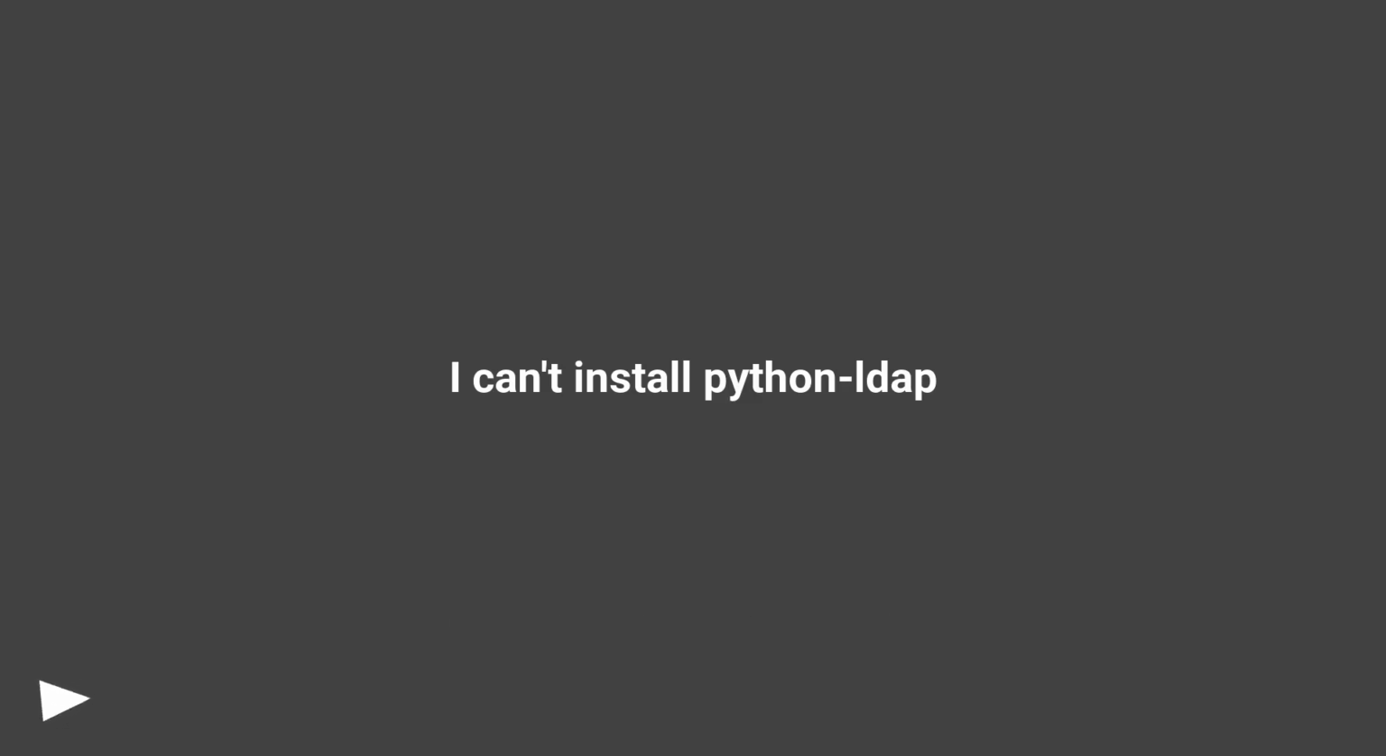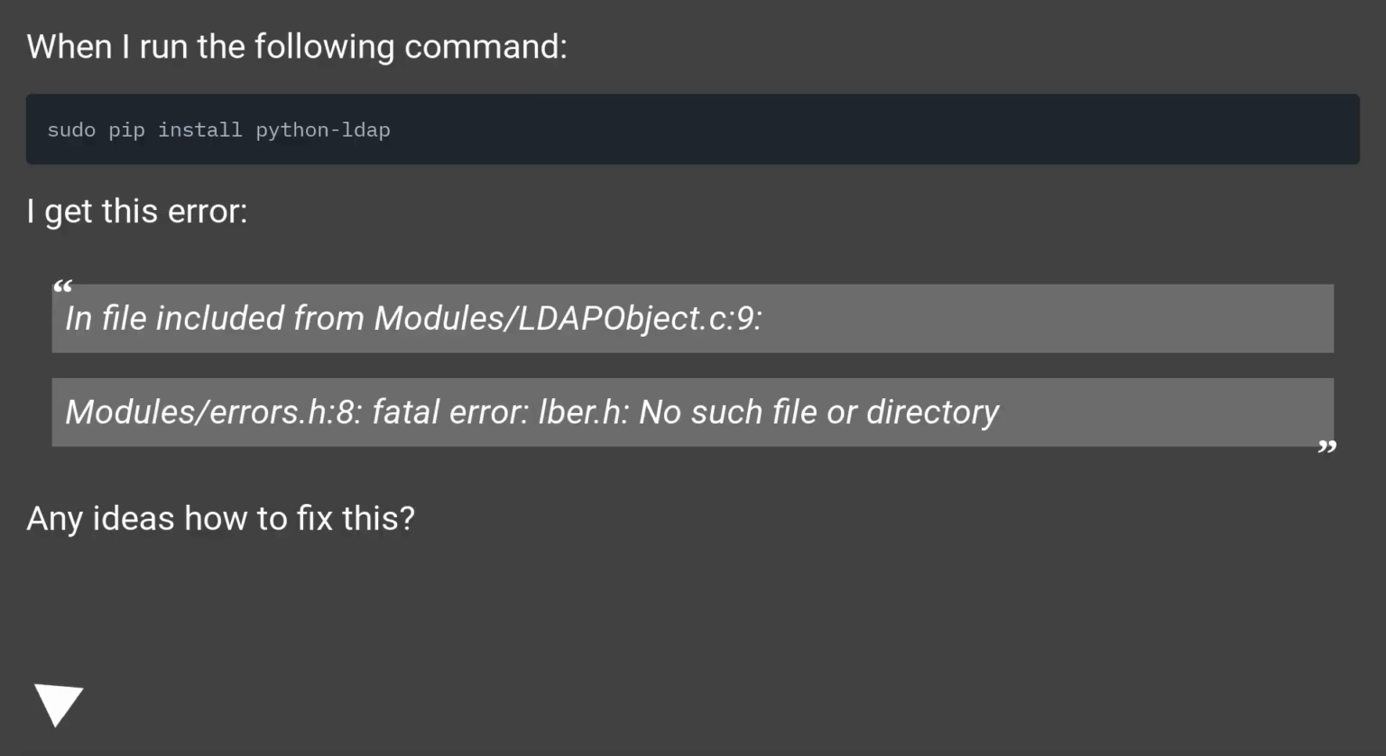I can't install python-ldap. When I run the following command, I get this error. In file included from Modules/LDAPObject.c:9: Modules/errors.h:8: fatal error: lber.h: No such file or directory. Any ideas how to fix this?